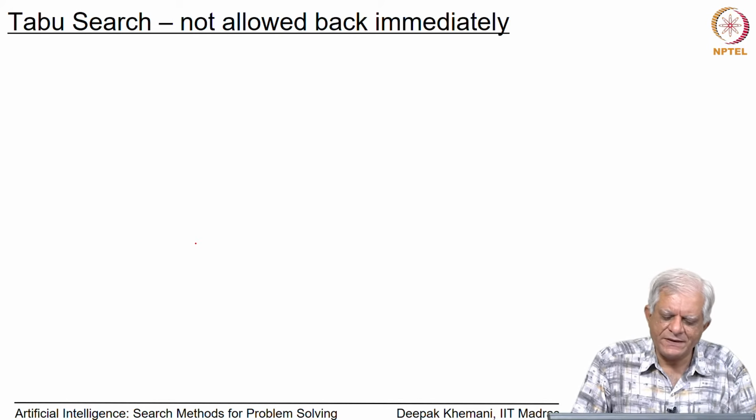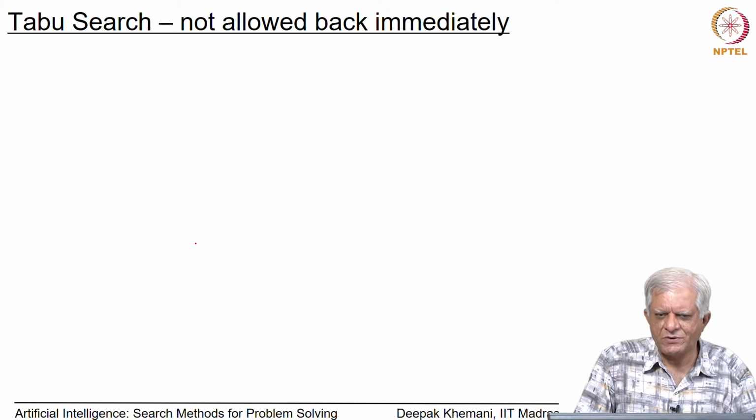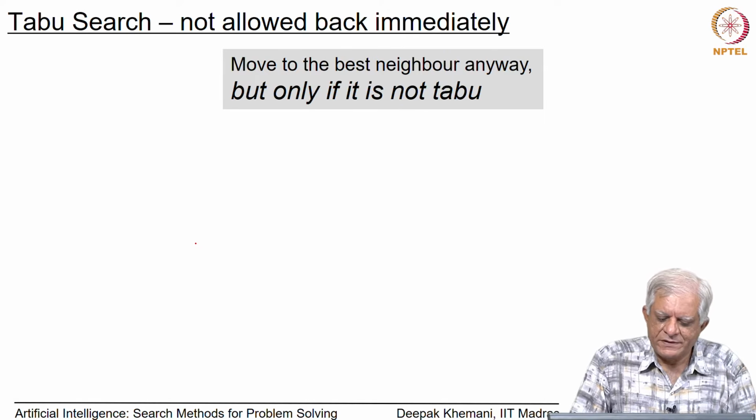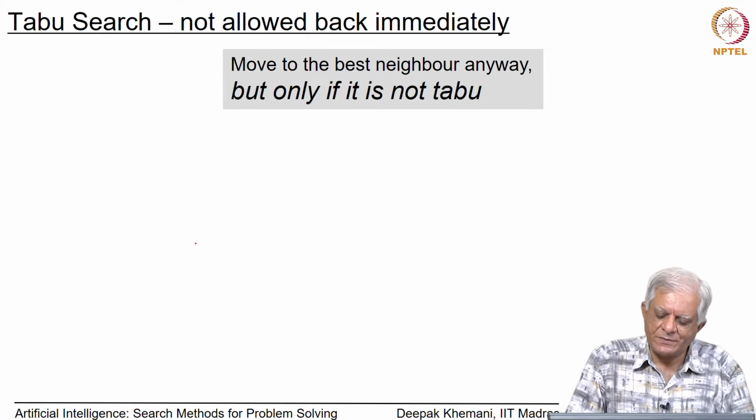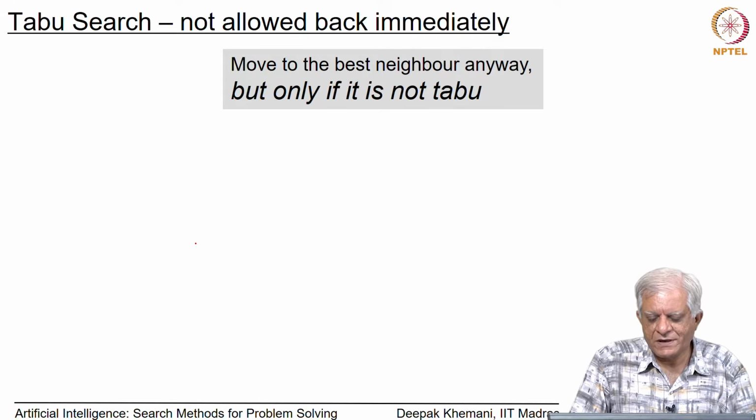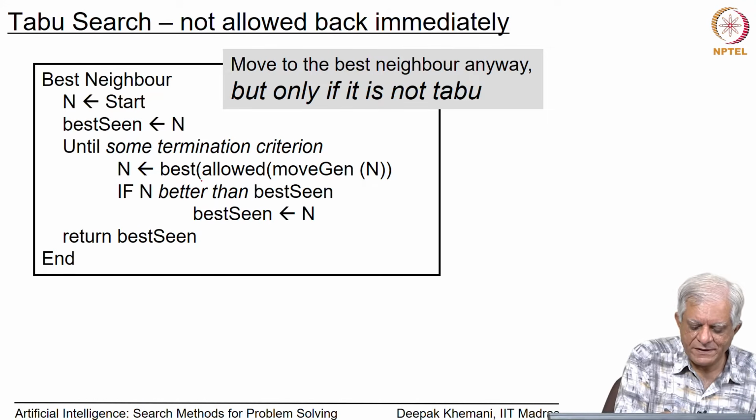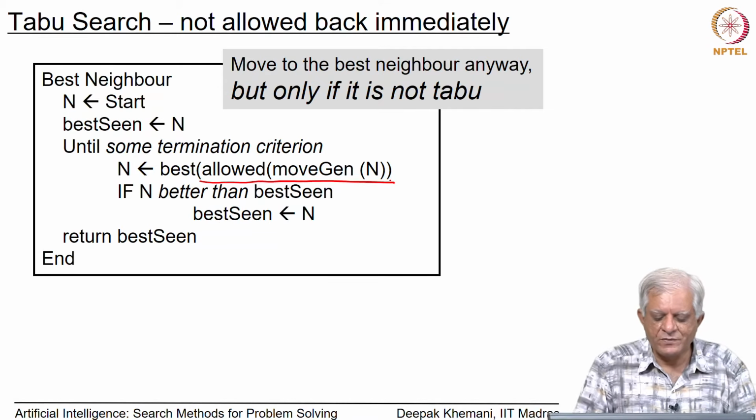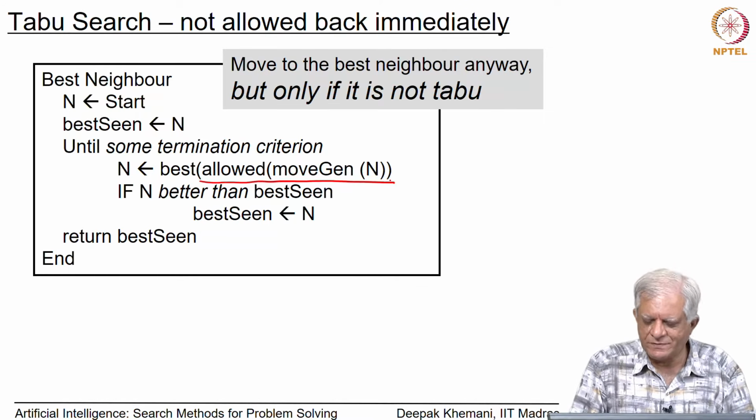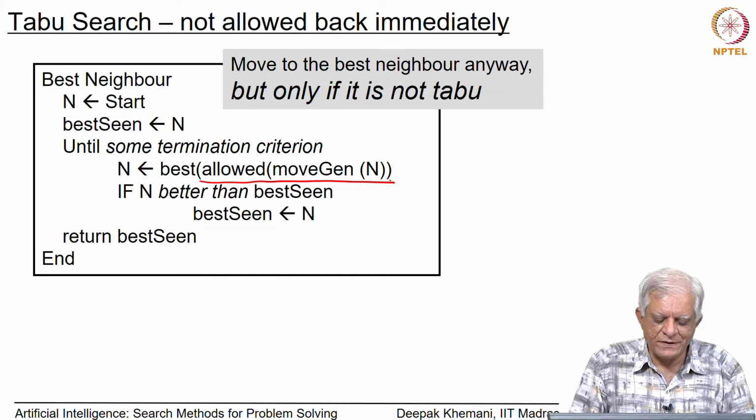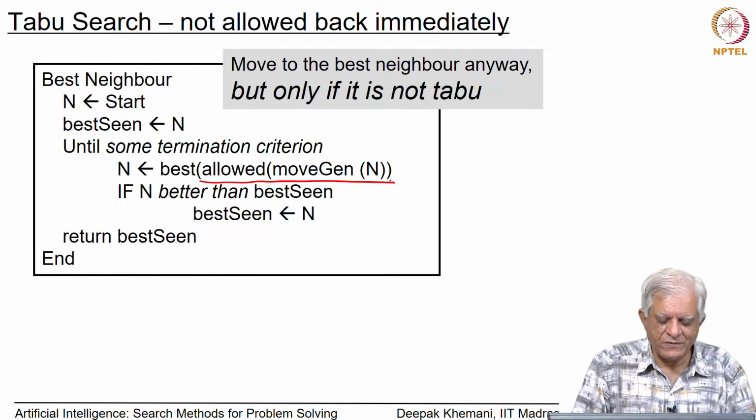Okay. So, the basic idea in taboo search is to allow the search to keep going to the best neighbor, but make sure that you do not turn back immediately from wherever you have come. So, we classify certain nodes as taboo, which means that you are not allowed to go back there, and you move to the best neighbor which is not classified as taboo. So, we can write it as: move to the best allowed neighbor. MoveGen gives you the set of neighbors, and allowed tells you which of them you are allowed to move to, and you move to the best of them. And as before, if you find a better node, you keep track of that and eventually report the best node that you have visited.